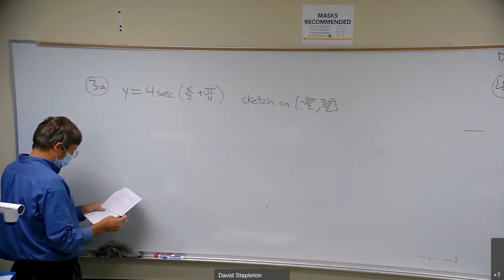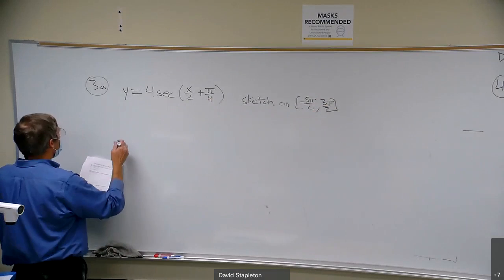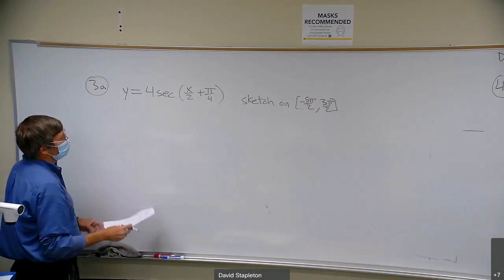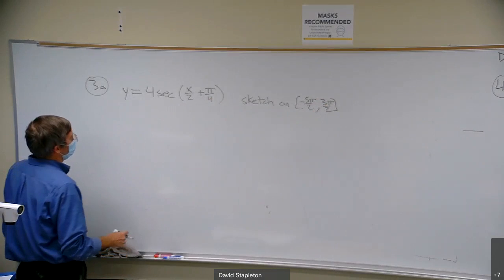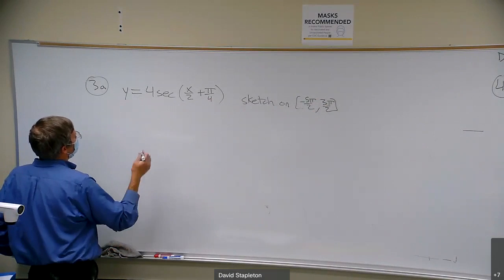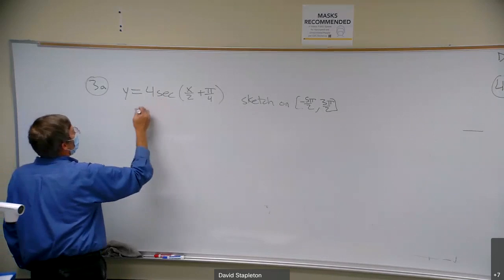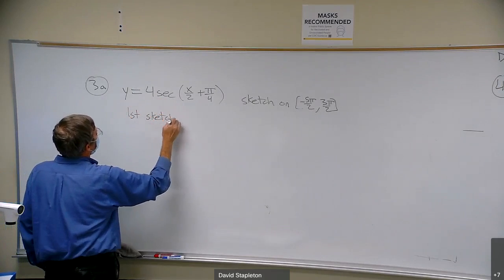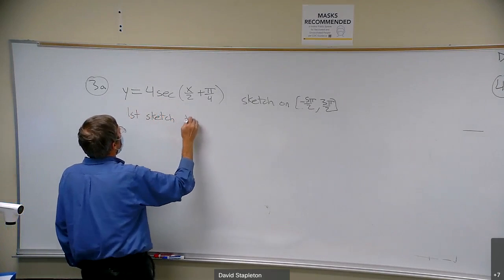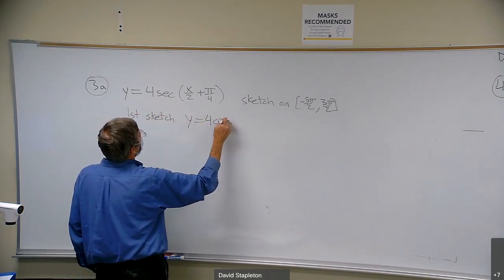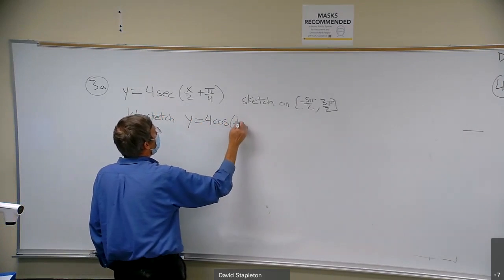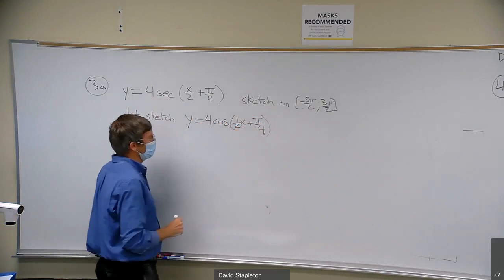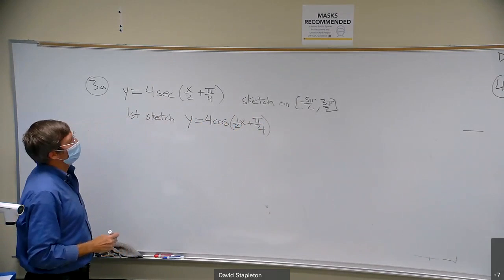So the problem is to find the period, equations for any asymptotes, and find domain and range. How about that in sketch? So to sketch a secant or a cosecant, first sketch the corresponding graph with the reciprocal trig function. First sketch y equals 4 cosine x over 2 plus pi over 4. Same numbers, just the reciprocal function.